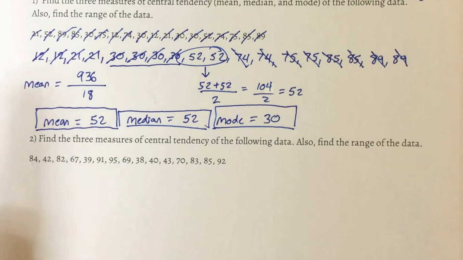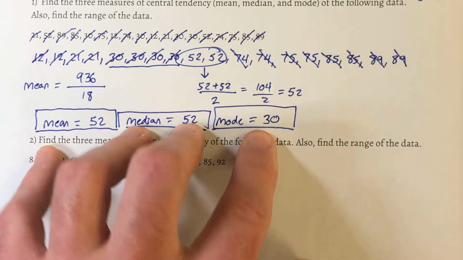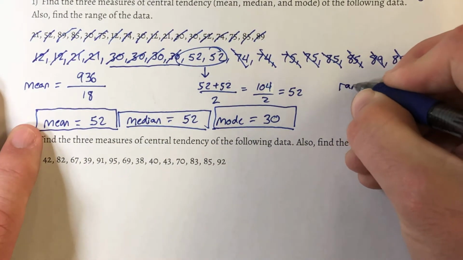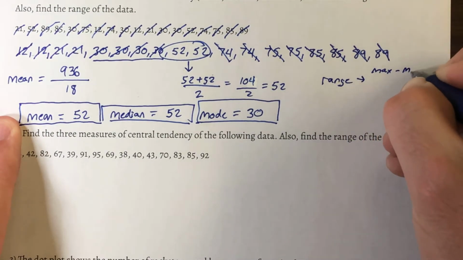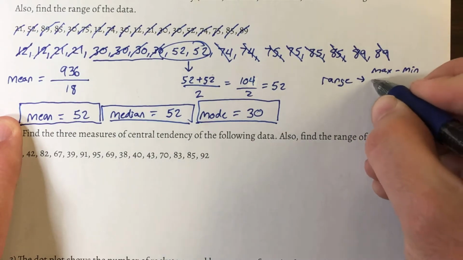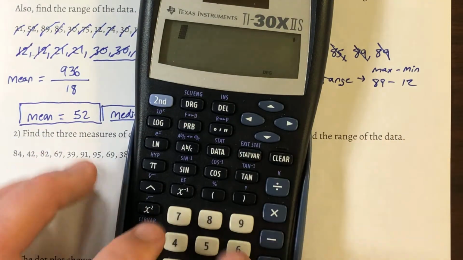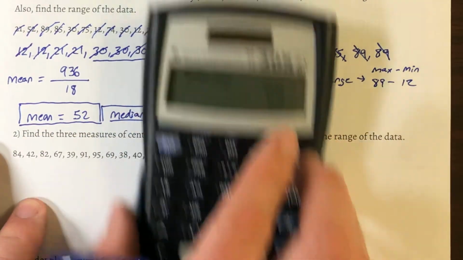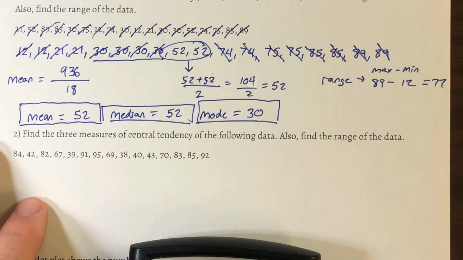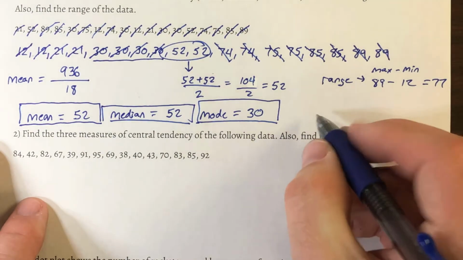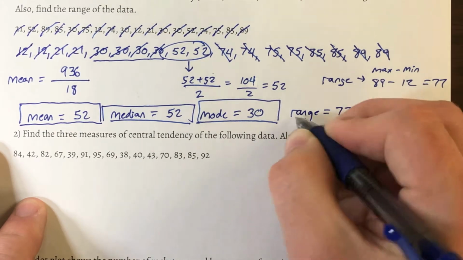All right, one more thing. Those are our three measures of central tendency. Those are our three types of summary or averages. Let's find the range. The range is found by taking the maximum number minus the minimum number. So the maximum number is 89. The minimum number is 12. 89 minus 12, we get 77. That just means our numbers span across 77 values or numbers. All right, so our range is 77.